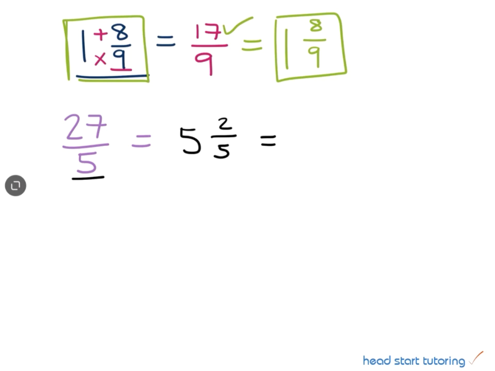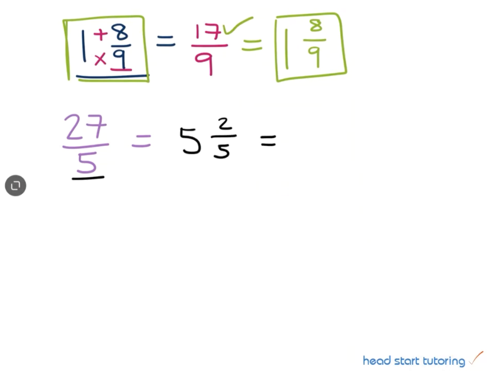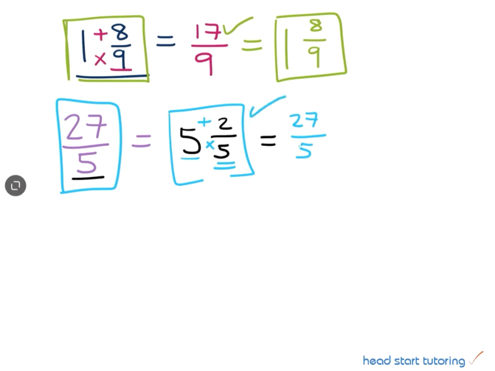So now let's convert our 5 and 2/5 back into an improper fraction. So we say 5 times 5 is 25, 25 plus 2 is 27, and then we've got our denominator which stays the same. So we end up with 27 over 5, which is what our original improper fraction was as well, which means we converted our improper fraction into a mixed number perfectly.